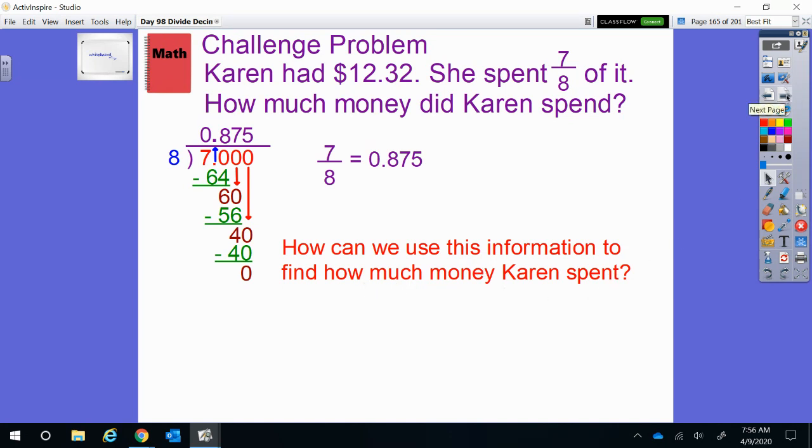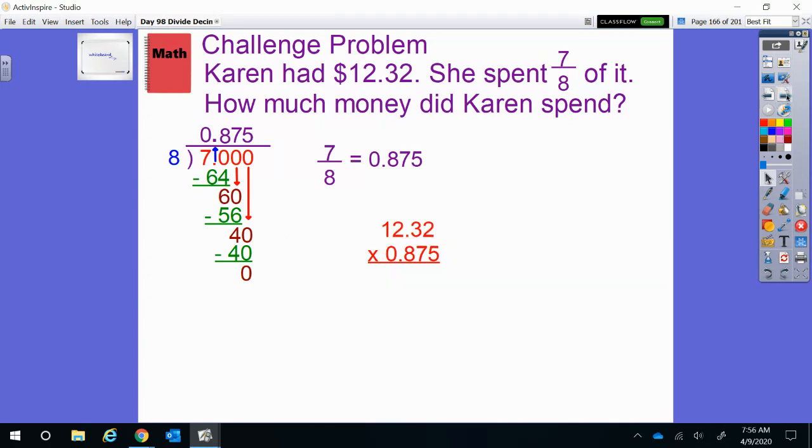Well, think about that. You're going to multiply because she spent 875 thousandths of the $12.32 because it told us 7/8. All right, here we go. Let's do our multiplication. Again, just standard algorithm multiplication here. Don't worry about the decimals yet. Don't freak out about the decimals. Just know where they are. Take them into account. Okay, just standard algorithm all the way.